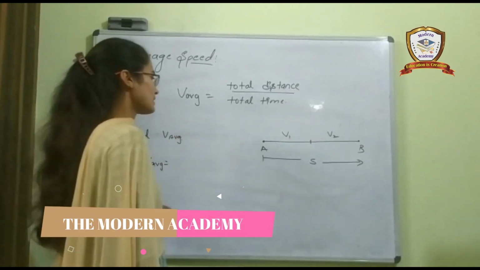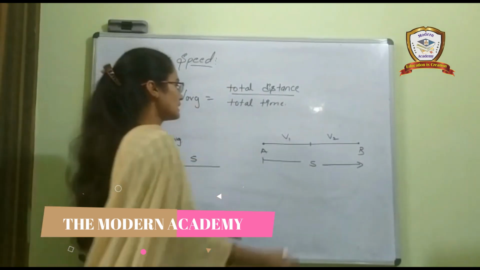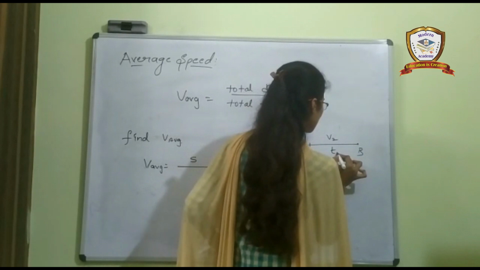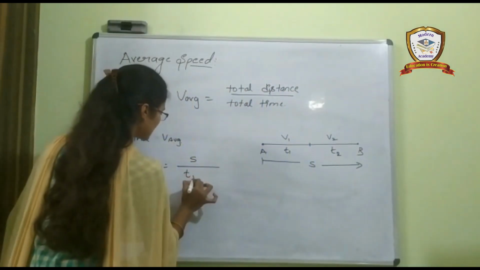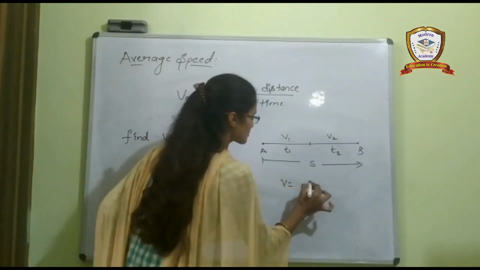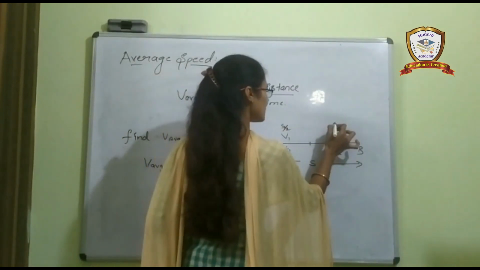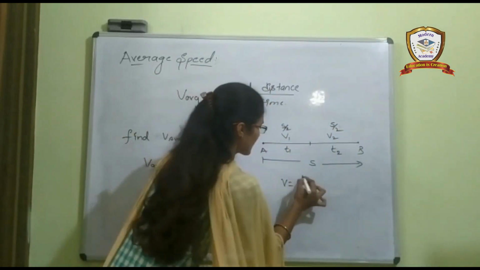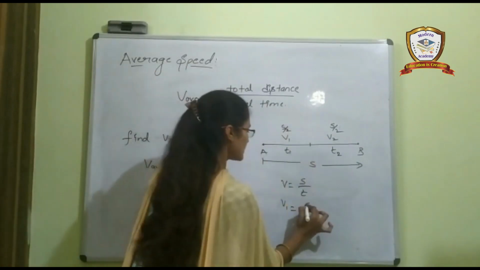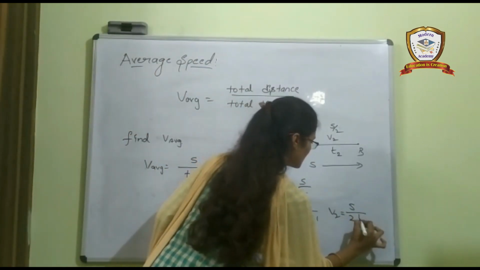So first, what is the V average formula? Total distance by total time. How much total distance? That is S by total time. So we are taking first half of the distance, that is time T1, and second half of the distance takes time T2. So total time is T1 plus T2. You know very well what is the speed formula? Speed equals distance by time. So what is the distance? Half of the distance, that means S by 2, and remaining half is S by 2. Here V1 equals S by 2 by T1. Like that V2 equals S by 2 by T2.